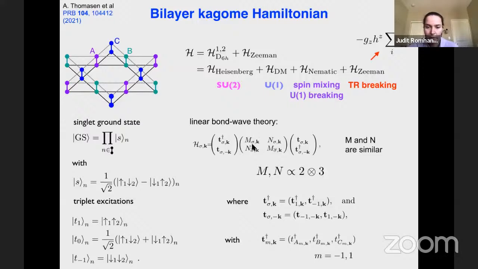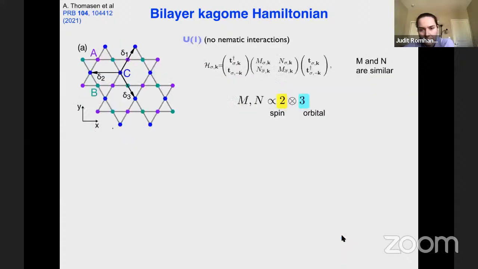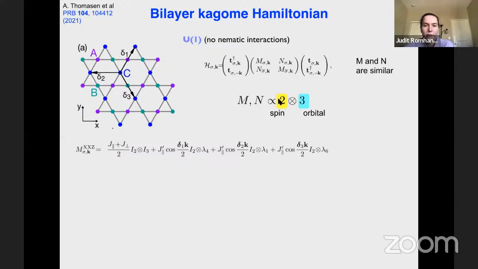So we can rewrite both of these matrices in terms of decoupling the spin and the orbital degrees of freedom. The spin is a 2x2 problem because we have this plus and minus 1 spin, and the orbital is described with 3x3 matrices because we have A, B, and C sublattices or dimers in the unit cell. If I want to write different terms, I will not show the N because the N matrix is the same except the diagonal part.